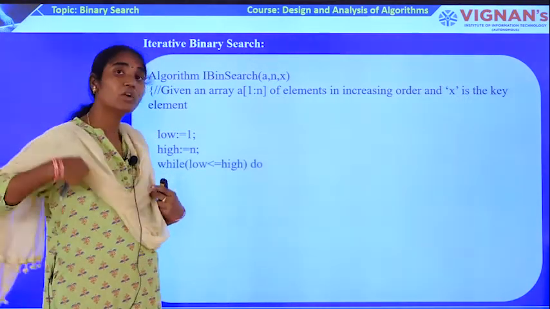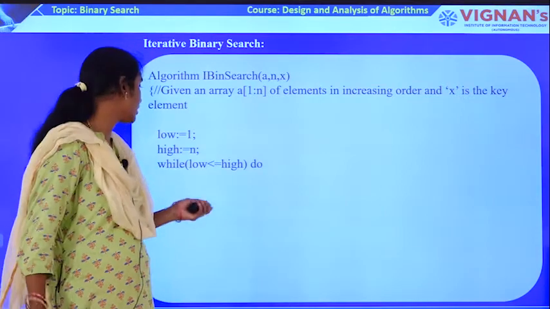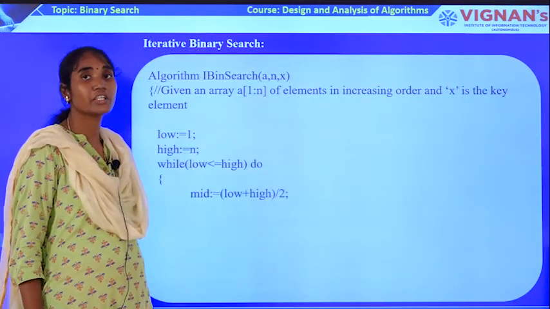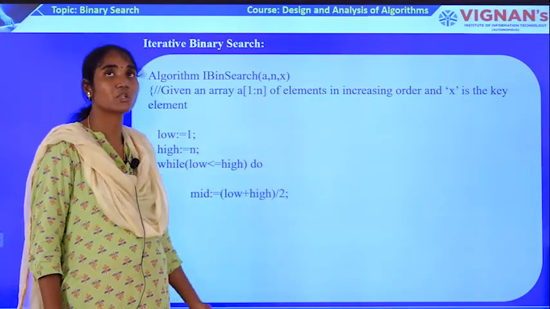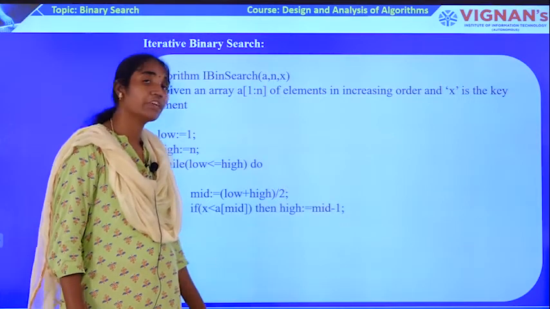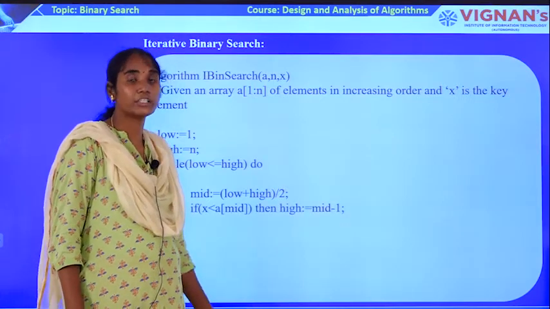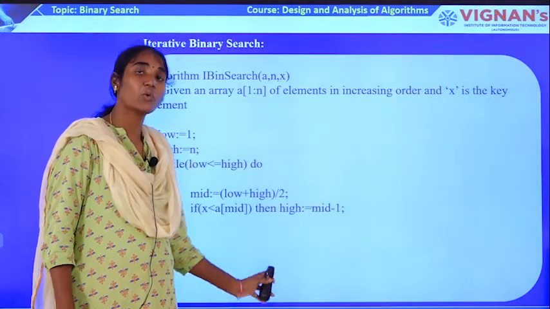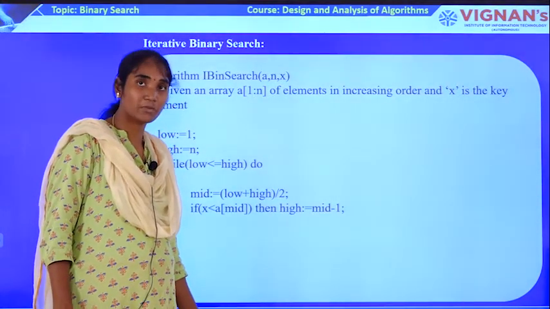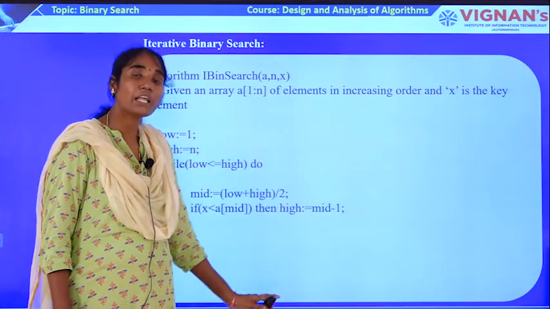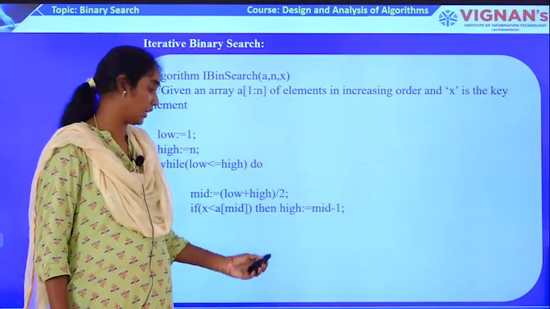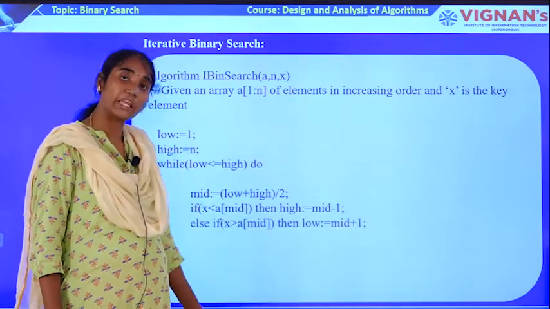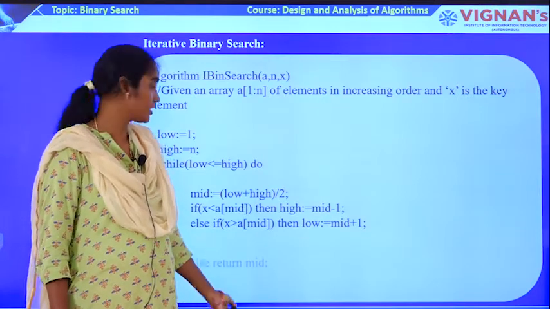Now while low is less than or equal to high, what we are supposed to do? Here we need to find out the mid position, which is low plus high by 2. If x is less than a of mid, what it means? It is present in the left sublist. So when it is present in the left sublist, I need to make the high value as mid minus 1. Otherwise, I need to make the low value as mid plus 1.